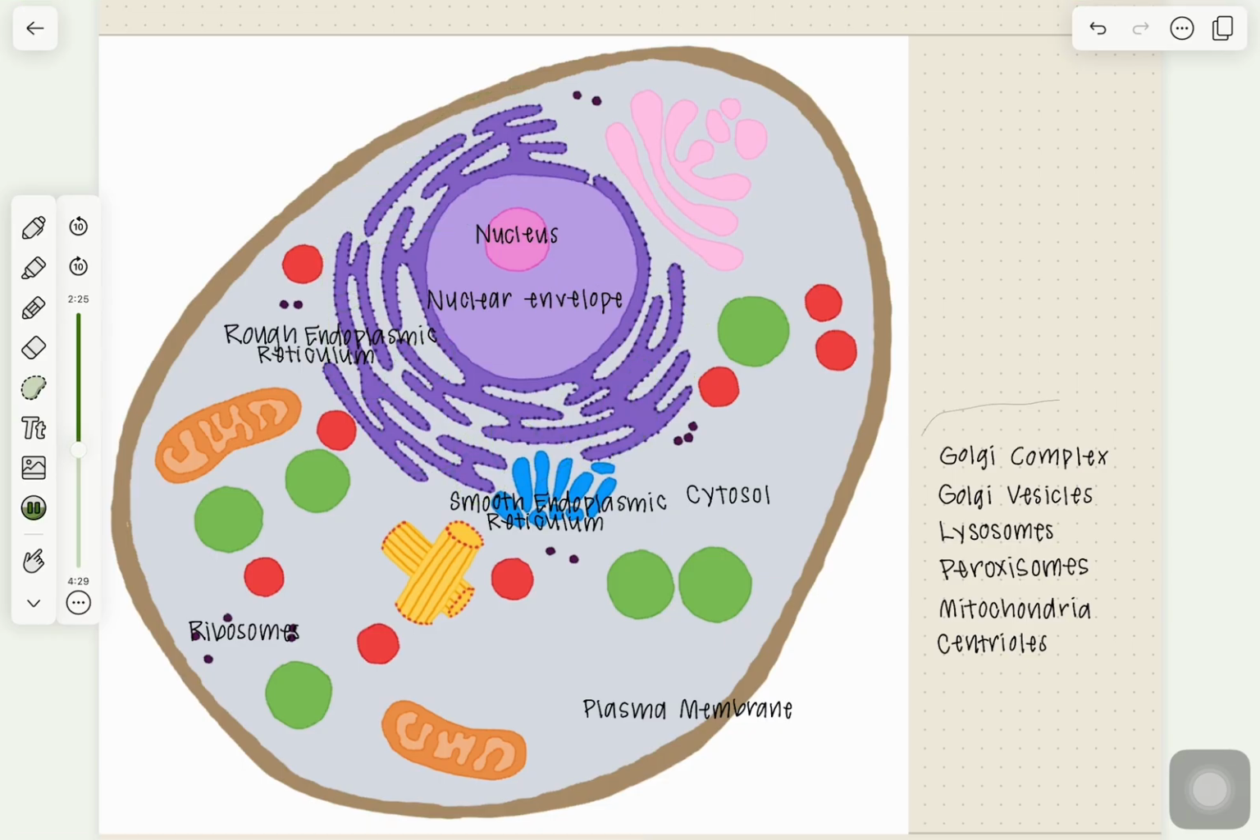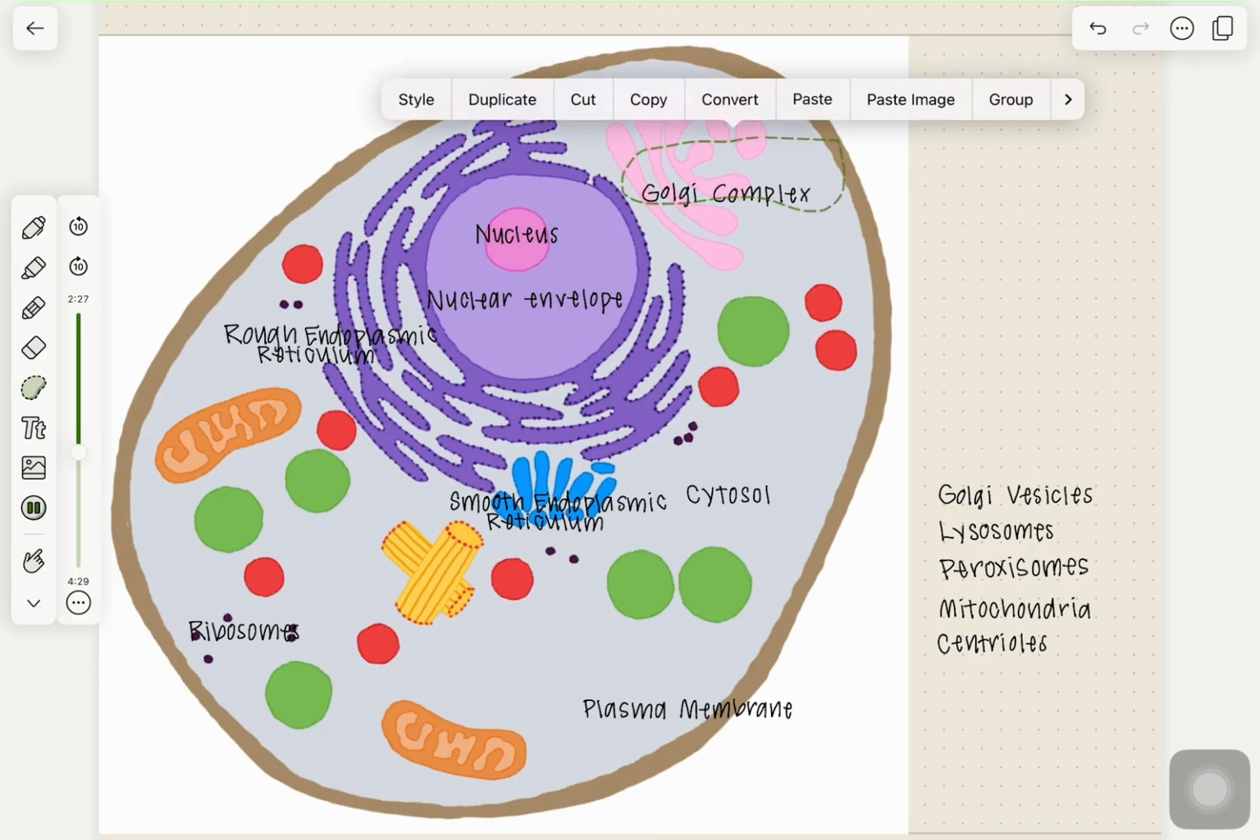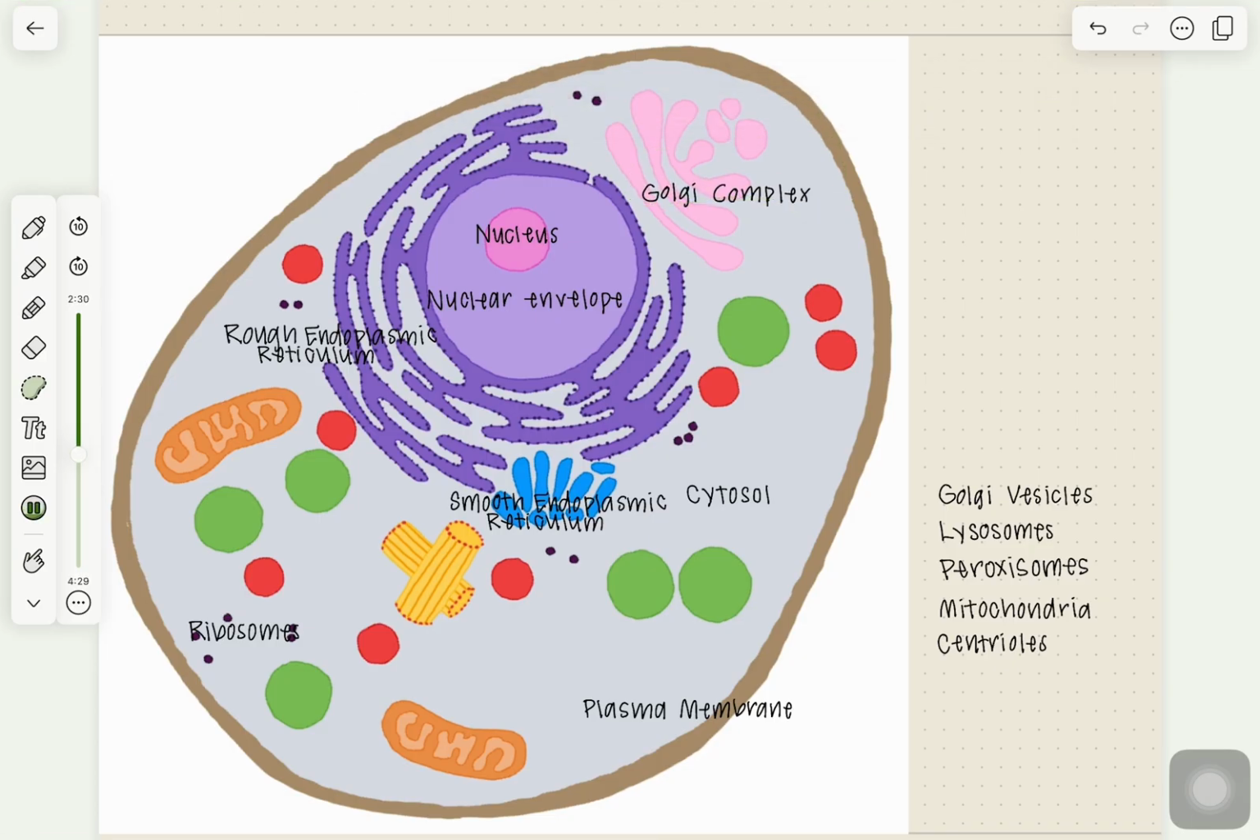Moving to this pink flat stack, that's going to be our Golgi complex. It is a flat stack of cisternae. Its function is putting the finishing touches on peptide and protein synthesis, and also synthesizing carbohydrates. From that, those broken off pink circles are going to be our Golgi vesicles, which are finished proteins that are packed in Golgi vesicles and transported within the cytoplasm. Vesicles sometimes export products out of the cell membrane, called exocytosis.